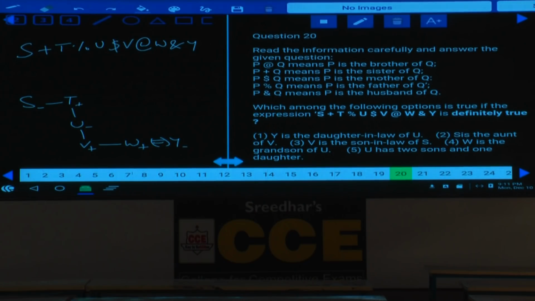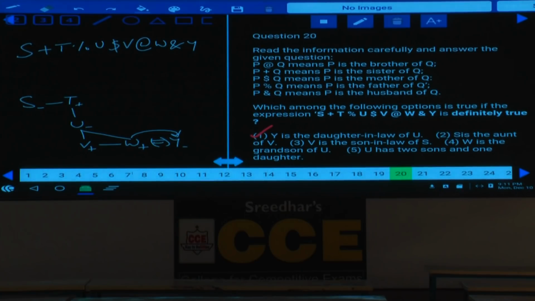Then which among the following options? Y is the daughter-in-law of U. True or false? Now U has two children, V and W. This Y is W's wife. That means Y is U's son's wife. Son's wife is daughter-in-law. So Y is the daughter-in-law of U. Definitely true. Choice 1. And this is about question number 20.